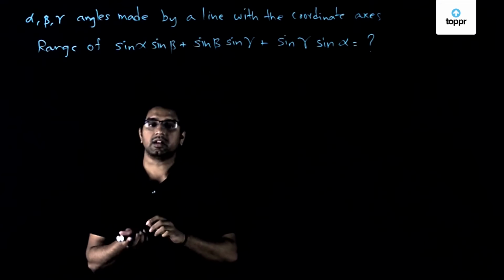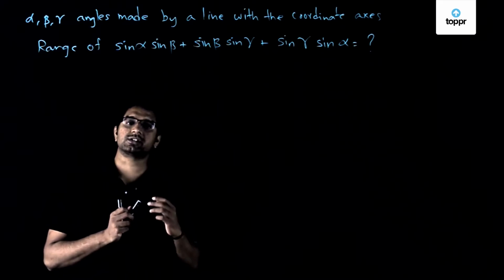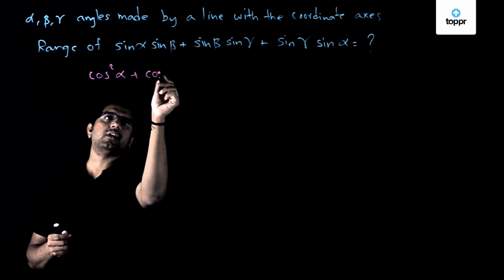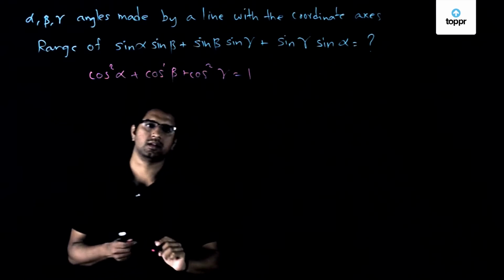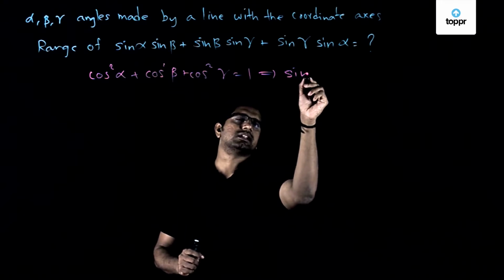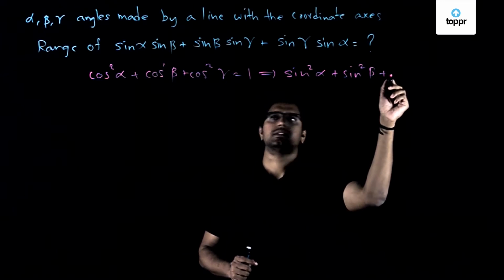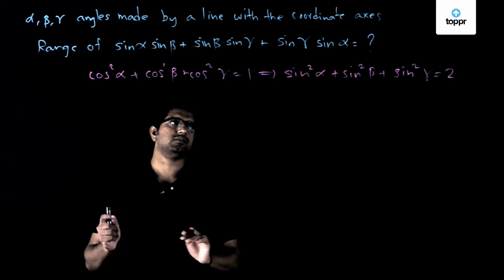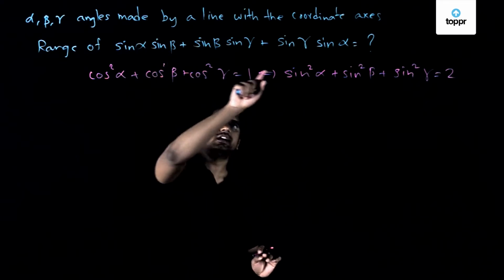So, this is something which we are not at all familiar with, involving the angles made by a line with the coordinate axis. So, let us start off with something which we are very much familiar with, which is nothing but the sum of the direction cosines. We have this formula that cos square alpha plus cos square beta plus cos square gamma is equal to 1. From this, it is straightforward to derive that sin square alpha plus sin square beta plus sin square gamma is equal to 2. Once we have this, can we get the range of the given function?